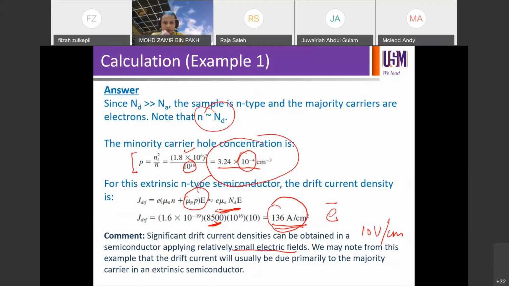Okay. Note from this example that the drift current will usually be due to primarily the majority carrier in an extrinsic semiconductor. So most of the time, we'll see that the total current density will be contributed mainly by the majority carriers. Unless the question is testing you by giving the majority to be a lot lower than this, maybe a couple of orders of magnitude lower instead of 10 to the 16. Okay, at that point you may see a more significant contribution of your minority carriers towards J drift, the total current density. So is it okay? This example, is it clear? Can you follow this? Yep, quite straightforward, yeah? All right, so let's move on.